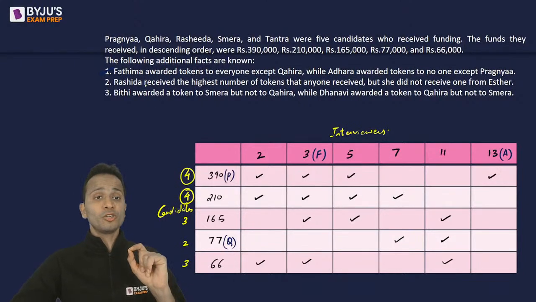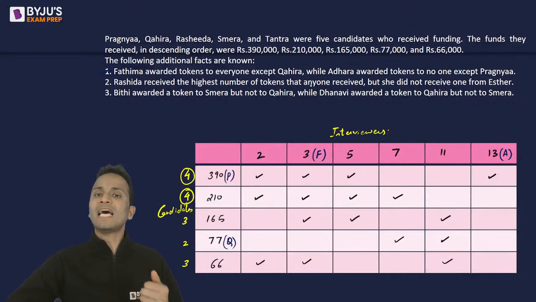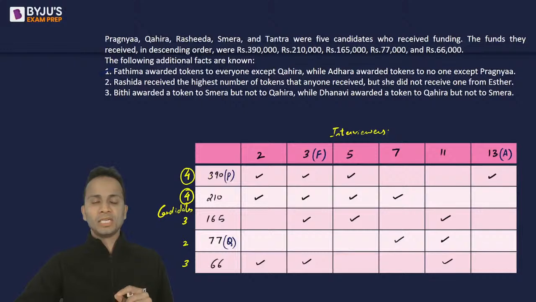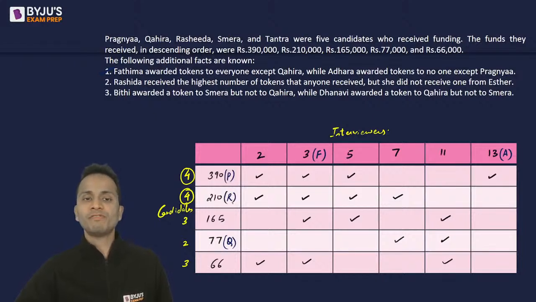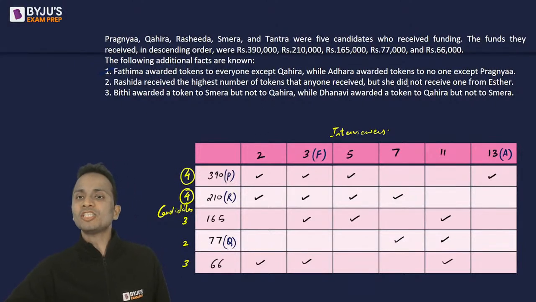The statement says that Rashida received the highest number of tokens that anyone received. Now there are two people with equal highest number of tokens. One is already named as Pragnya. So that means the second person has to be Rashida. So Rashida will be with a funding of 210,000. Clear? So this person is Rashida, but she did not receive one from Esther.